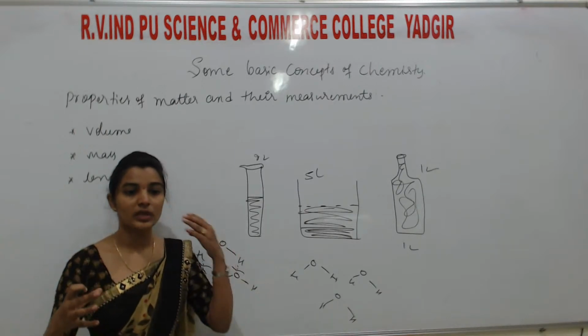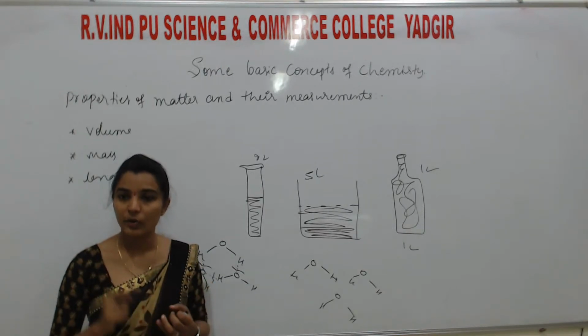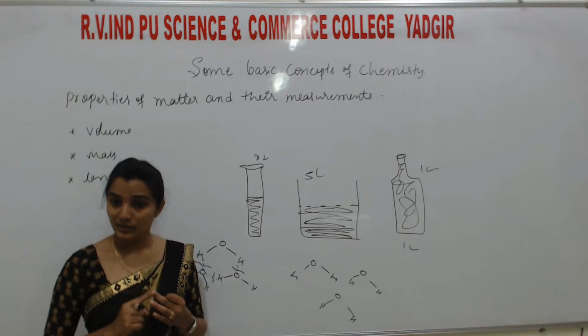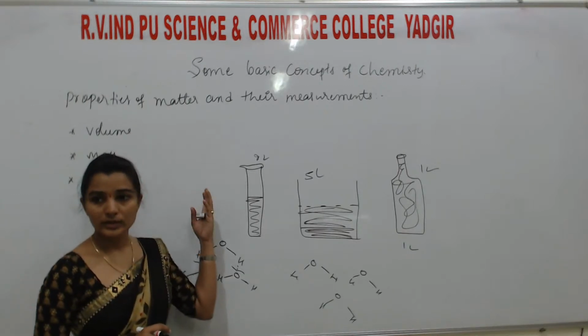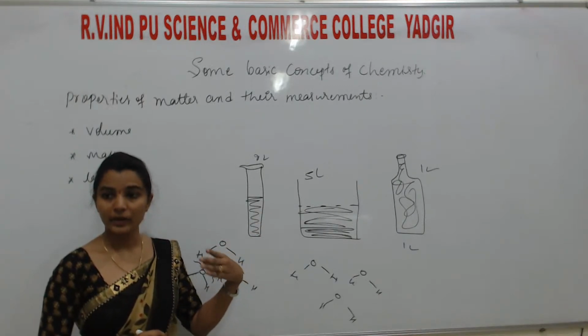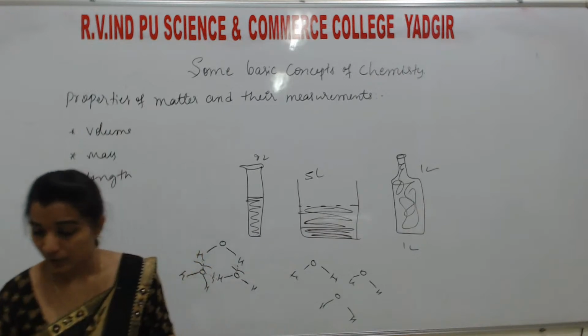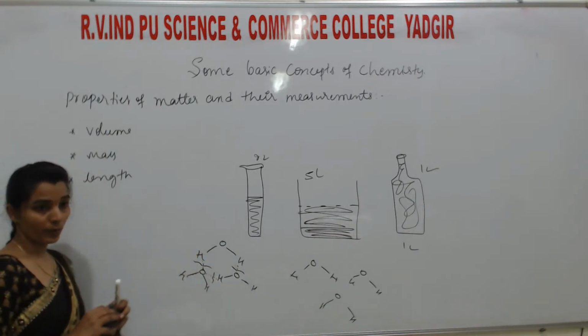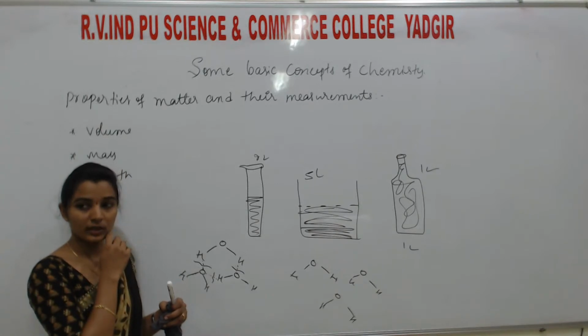Whatever properties we can observe with our eyes, those are physical properties. Whether it is boiling point, melting point, density, understand? Volume, mass, length, ampere, current, everything is a physical quantity. So 7 fundamental properties are there. SI units are there, fundamental properties are there.